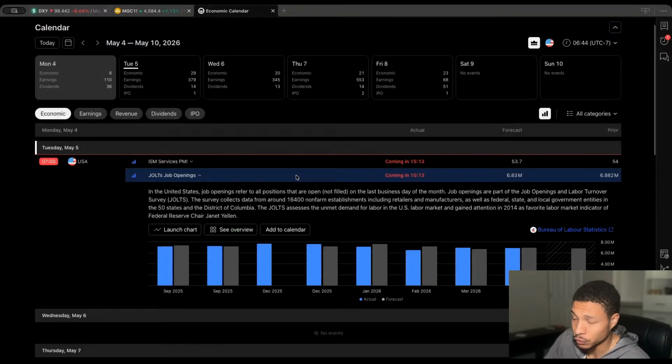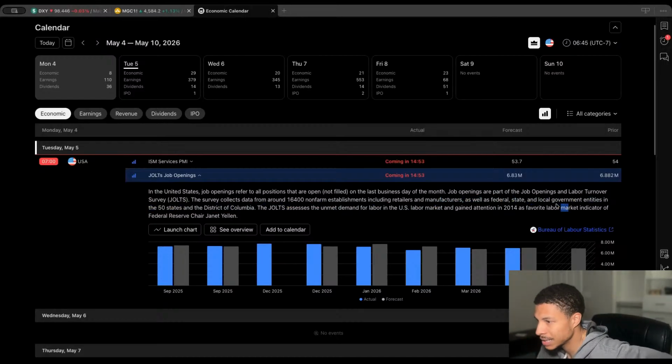Same is true for JOLTS job openings. So JOLTS job openings is essentially taking 50 states and the District of Columbia. It's going to collect data from about 16,000 establishments, including retailers and manufacturers, as well as federal, state, and local government entities, right? And it's going to assess the demand for labor in the U.S. labor market. In the United States, job openings refer to all positions that are open, not filled on the last business day of the month.